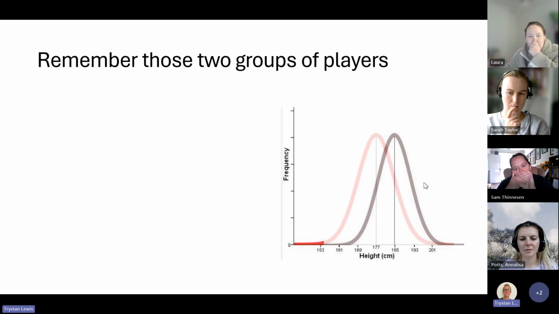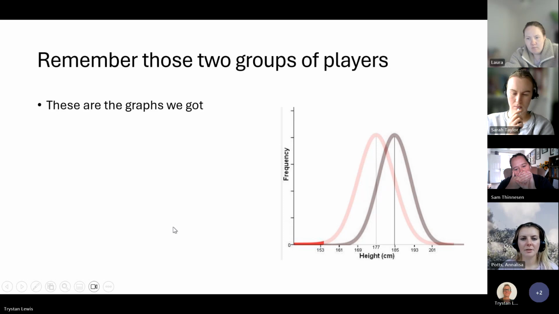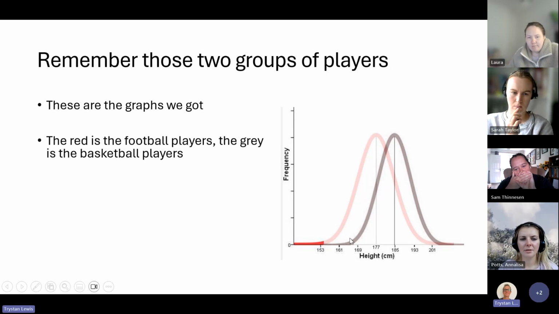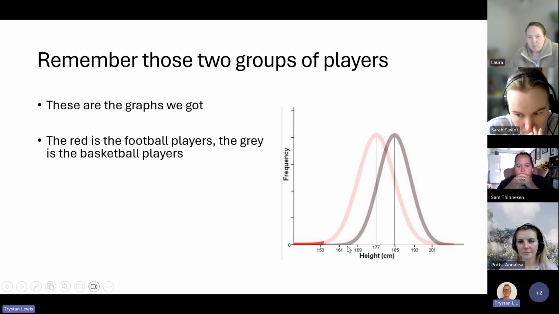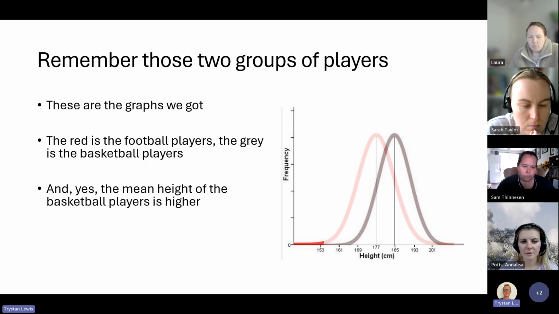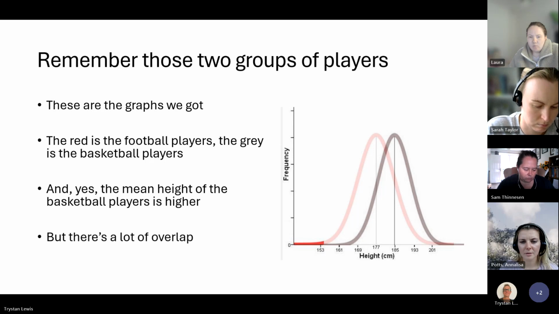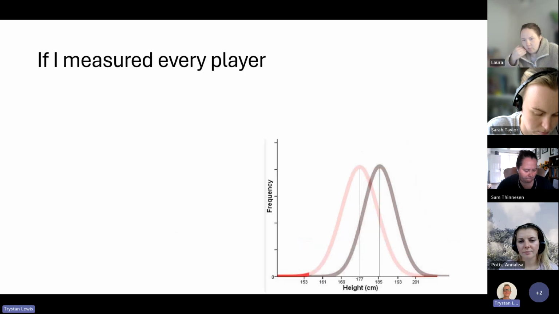Now then, I've got a graph there, and I've put both graphs together. These are the graphs we got. The red one, and I'm afraid it's a bit faded, but I hope you can see the red graph there. That's the football players with their mean of 177. And the grey one's the basketball players with their mean of 185. But you can see there's this massive overlap in how tall they are. And yeah, probably the shortest footballer might be shorter than the basketball player who's the shortest. But really, there's a lot of overlap because there's variation. And yeah, the mean height of basketball players is higher, but there's a lot of overlap. So the question is, are they really different? We only had a sample, remember.